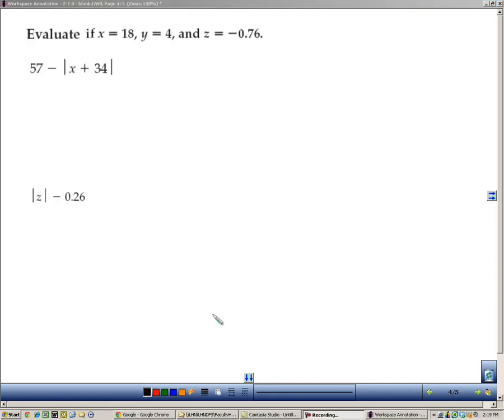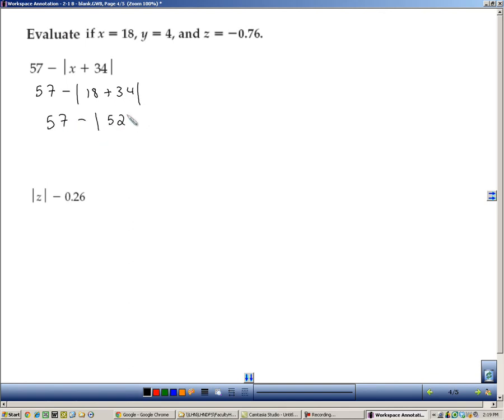Here we're going to evaluate some more expressions with absolute values. We'll rewrite this one as 57 minus absolute value of x, which is 18, plus 34. Remember, the absolute value bars work like parentheses. So this becomes 57 minus the absolute value of 52. Absolute value of 52 is just 52. And then 57 minus 52 is 5.